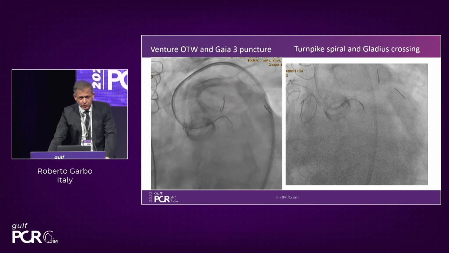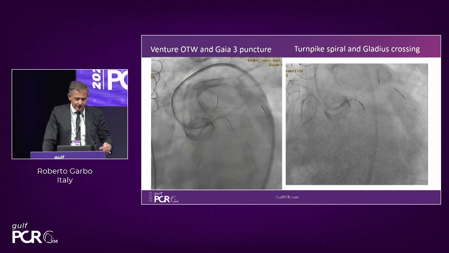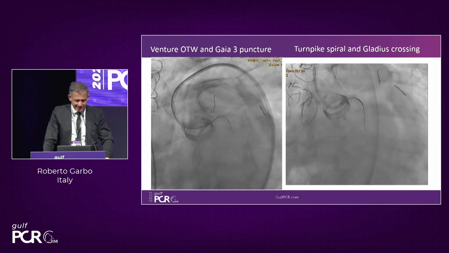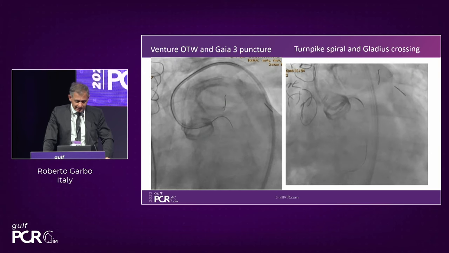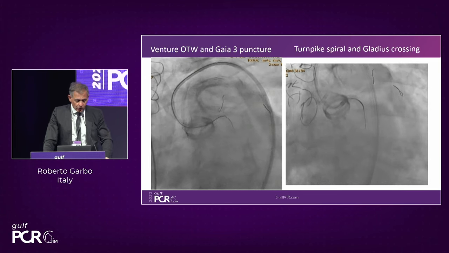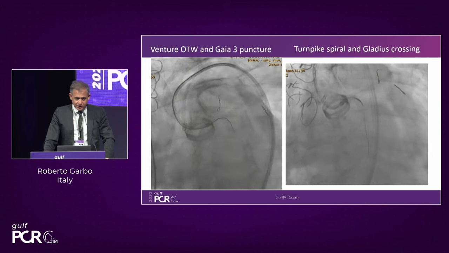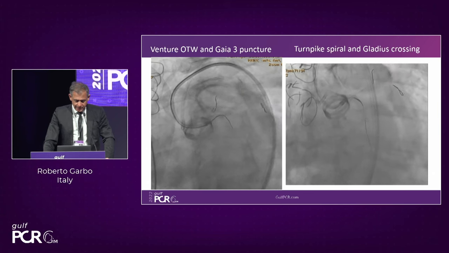And I went with a Venture, the new angulated microcatheter, in order to increase the support. I tried with the regular microcatheter, was not able to advance at all. I tried with the classical dual lumen, there was no way to puncture because I need some more support. So with the Venture, I was able to put the Venture at the level of the ostium of the circumflex, and the microcatheter was stable. And I had the possibility to puncture with the Gaia 3, you can see on the left. Then I changed with the Turnpike Spiral, and I crossed with the Gladius wire in a branch. You can see on the right, I was able to cross.